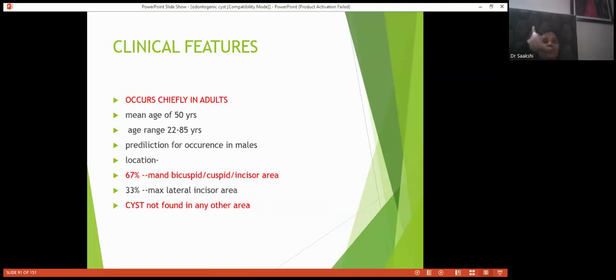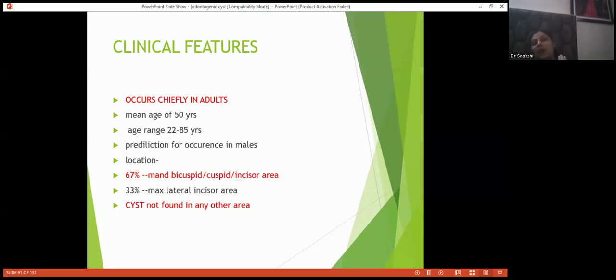Clinically, it occurs in adults, with a mean age of 50 years. एज वाइज ये रेंज करती है 22 to 85 ईयर. ऐसे ही आपका जो gingival cyst of adult था उसका मीन एज था 40 years. Otherwise, that starts from 33 years to 50 or 60 years तक की आपकी एज रहती है. Predilection मेल्स में ज्यादा.